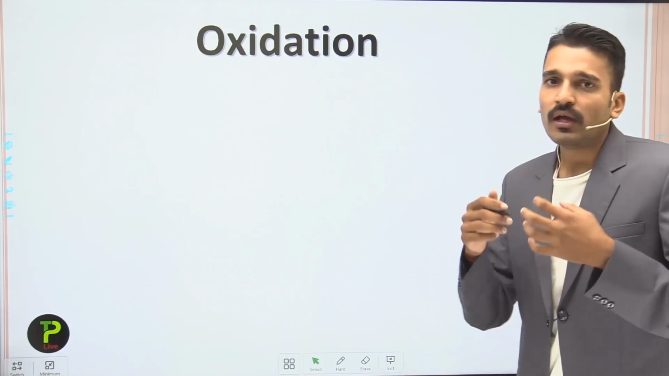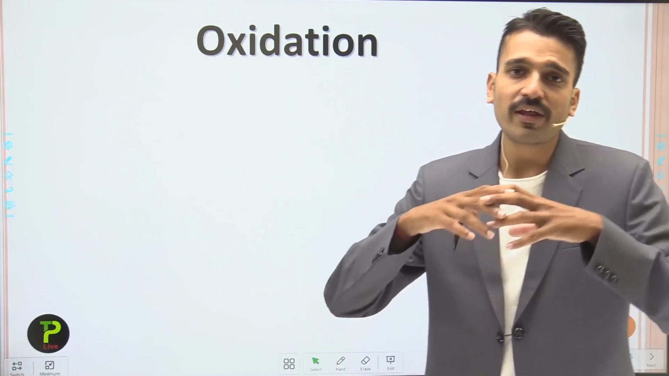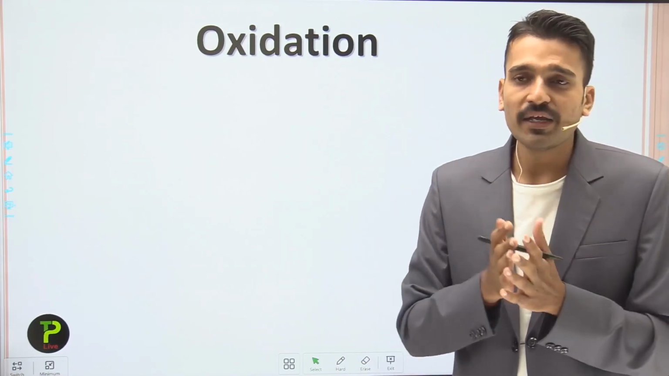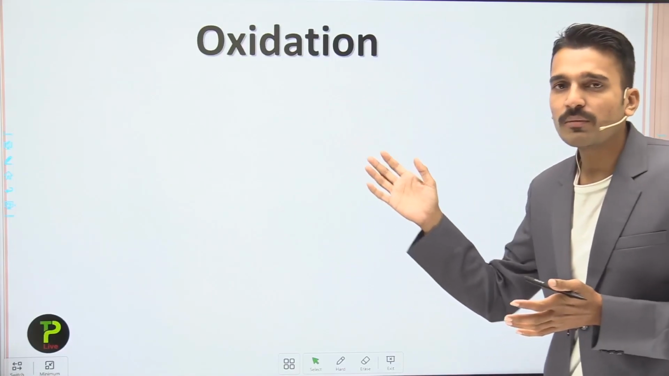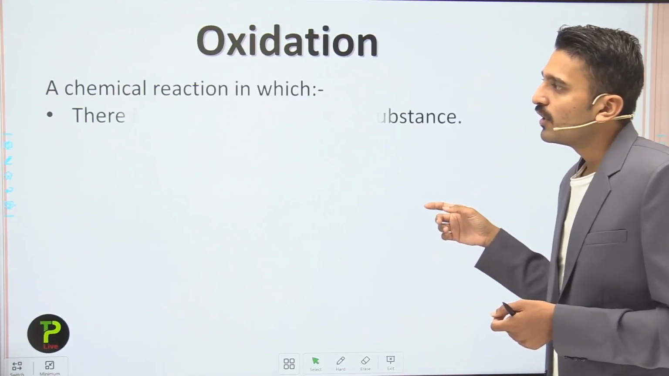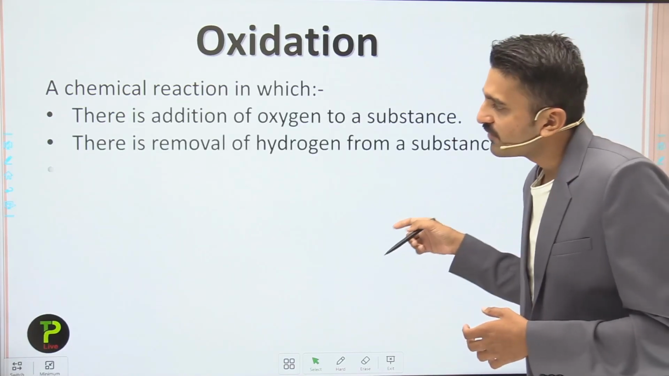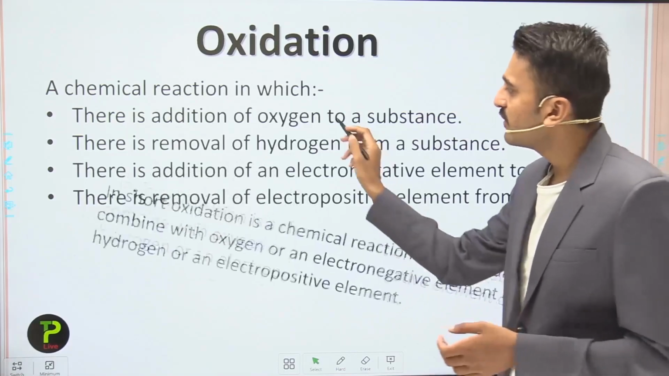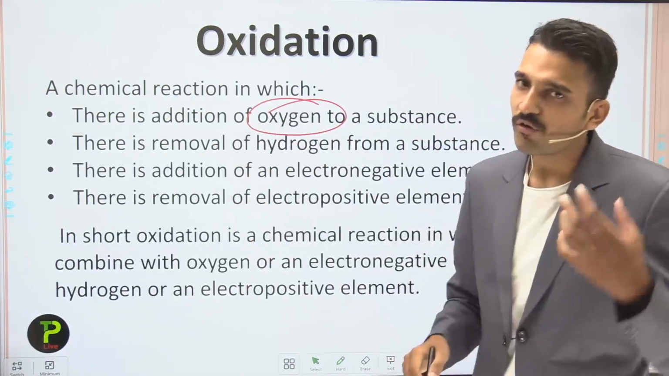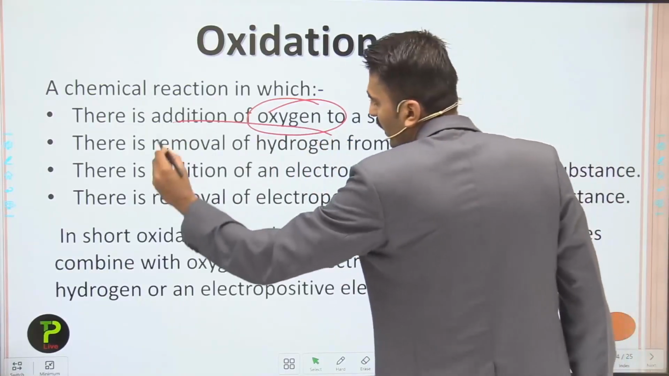But as we have seen, redox and oxidation reactions have a vast range of applications, so we have to define them on the basis of some other elements also. Defining oxidation, it's a reaction in which there is addition of oxygen, which I have already told you. What is the other part? It is the removal of hydrogen.